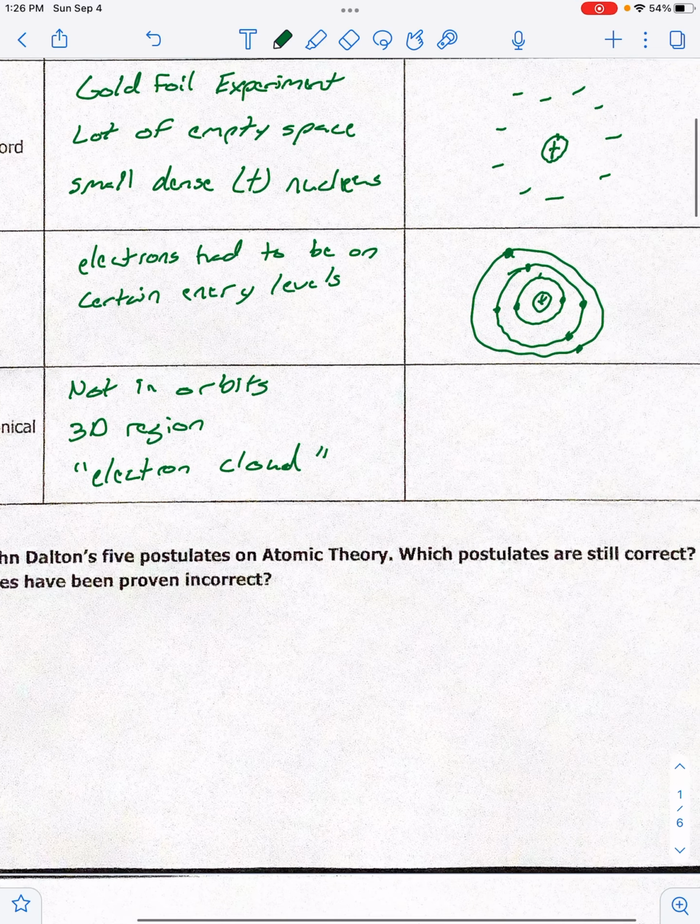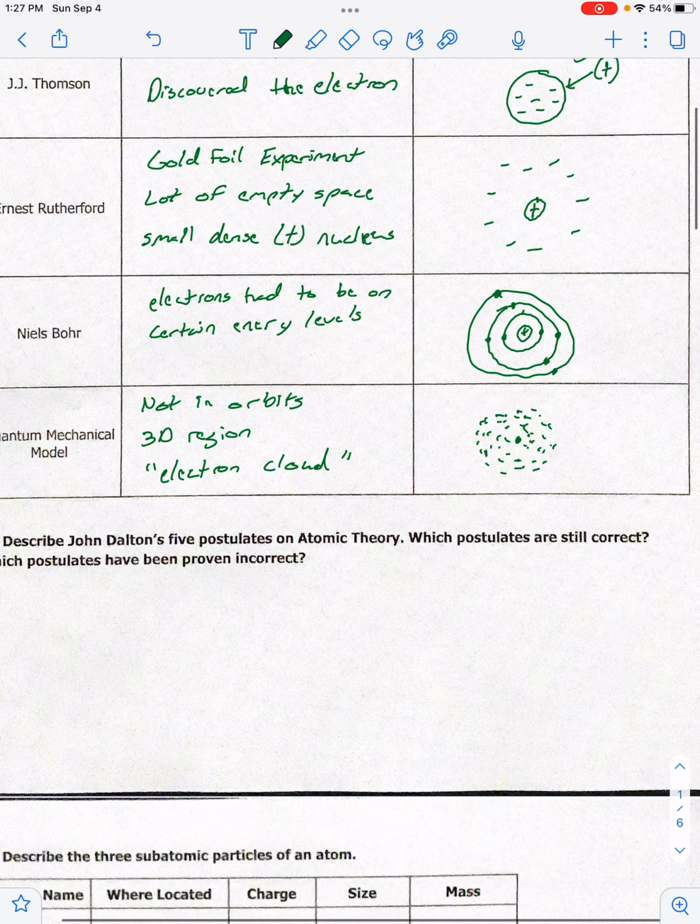Okay, so instead of being a nice, flat solar system, you have this small, dense nucleus, and electrons can be anywhere at any given time. So that's basically why we call it the electron cloud model, is that these electrons could be anywhere. So here's your cloud. But they're not just one-dimensional. They're actually going forwards, backwards, side to side. So it actually creates this three-dimensional shape. Okay, and that basically led us to the quantum mechanical model.